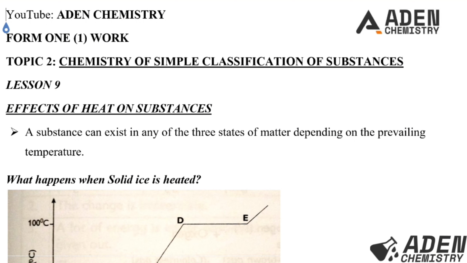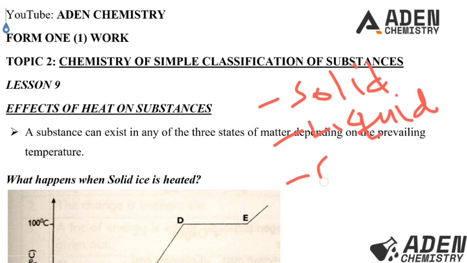Hello students, welcome. Today, from Topic 2, Lesson 9, we want to go through the effects of heat on substances. We are saying a substance can exist in any of the three states of matter depending on the prevailing temperatures. Remember, we have done the three states of matter. They were three in number. The first one was solid. Next we were having liquid. Then the last one, we were having vapor or gas.